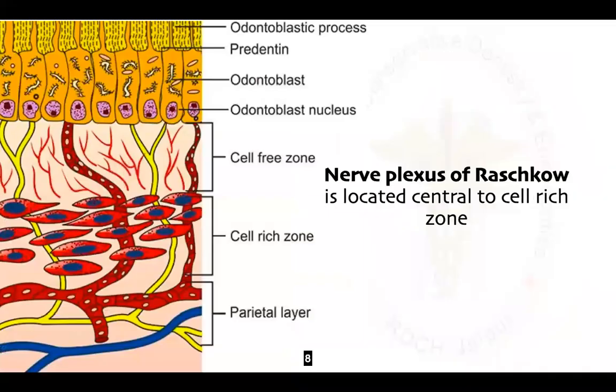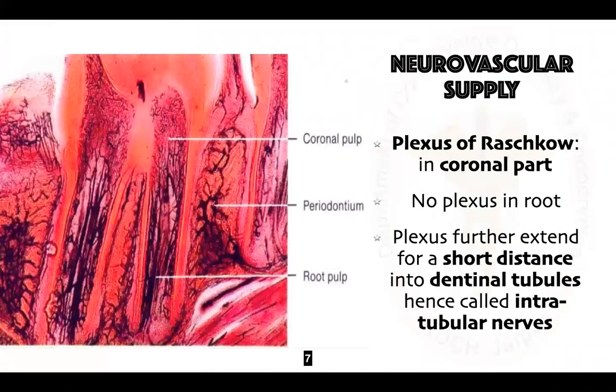Now, when I'm talking about the cell-free zone, you should quickly make this picture in your head. This is nothing new. You've all made this diagram in your written exams. We've asked you back in second year, first year. All I'm trying to say, right, is that in the root, no such plexus of Raschkow is found, right? But it is majorly found in the pulp horn. And where is the pulp horn? The pulp horn is present coronally, as I've written here. No plexus is found in the root, but the plexus of Raschkow is found in the coronal part of the tooth, right? So we will come back to this topic when we talk about the theories of dentine hypersensitivity, right?